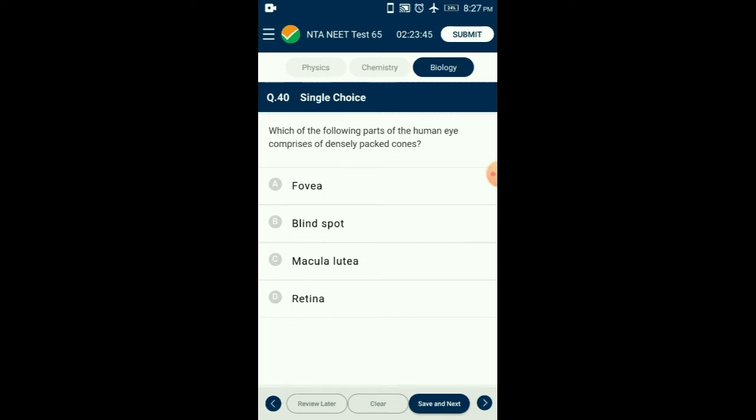At the posterior pole of the eye lateral to blind spot, there is a yellowish pigmented spot called as macula lutea with a central pit called as fovea. The fovea is thinned out portion of the retina where only the cones are densely packed. It is the point where the visual activity, that means resolution, is the greatest. So the answer is option A, fovea.